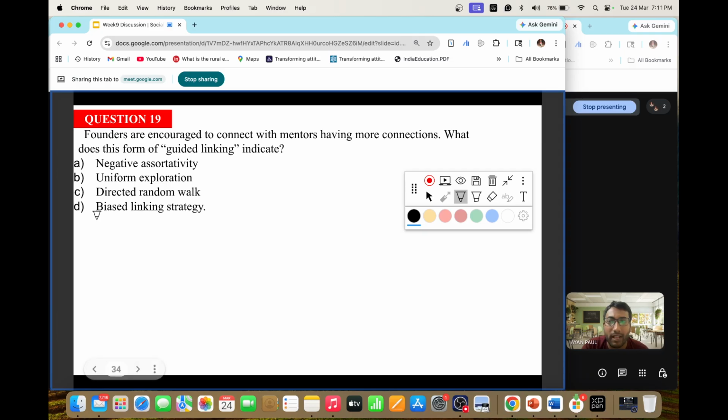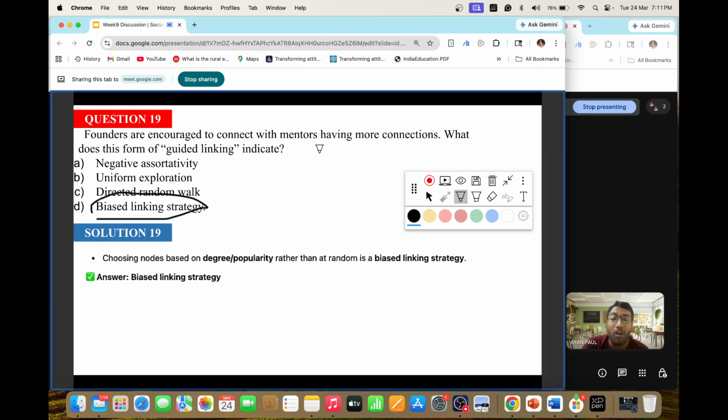This is known as biased linking strategy because we are biased towards connecting to the mentors having more number of connections. So that is why option D is the correct answer. Choosing nodes based on degree popularity rather than at random is biased linking strategy. So option D is the correct answer over here.